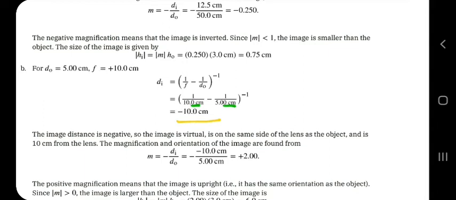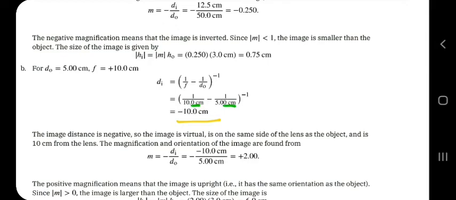So the image distance is negative, so the image is virtual. It is on the same side of the lens as the object and is 10 cm from the lens. Magnification and orientation of the image are found from magnification equals negative image distance over object distance, equals negative negative 10 cm over 5 cm, which equals positive 2.